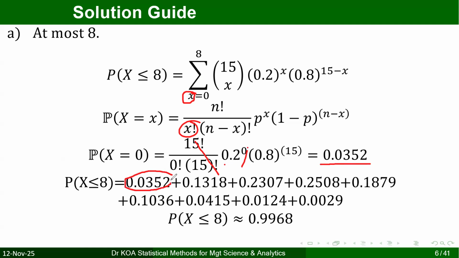Then you have to do another one for X equal to 1, then another one for X equal to 2, all the way up to 8. Once you're done with each one, you sum them up. That will give you approximately 0.9968.